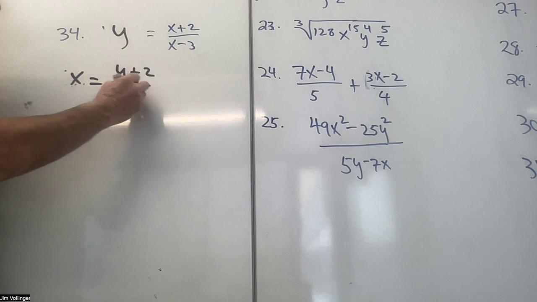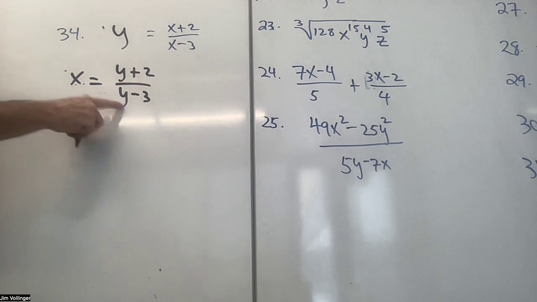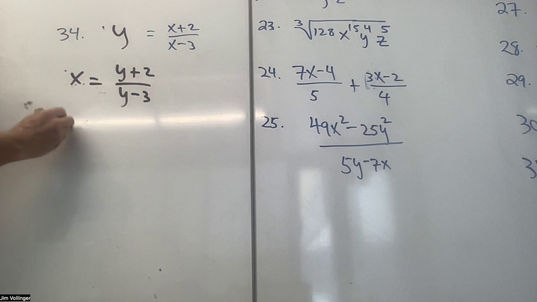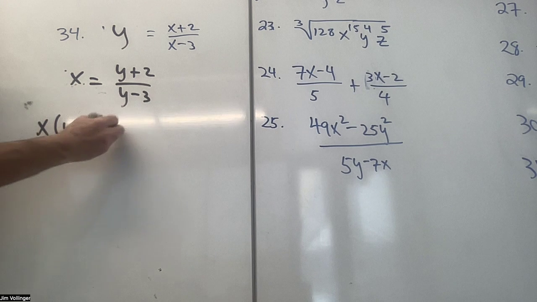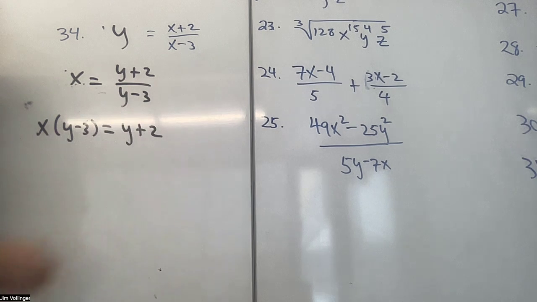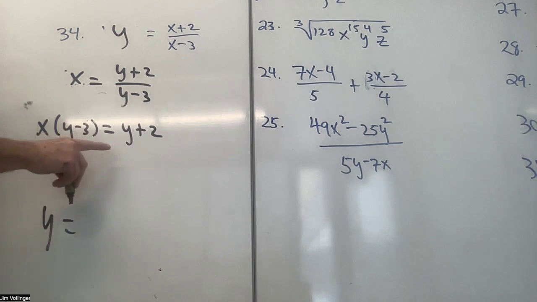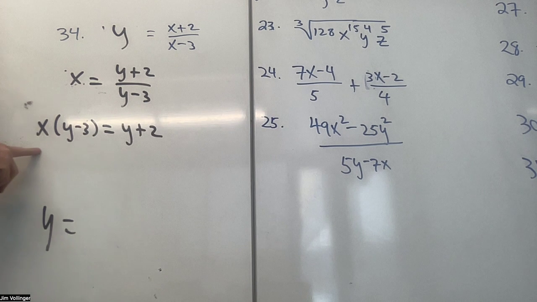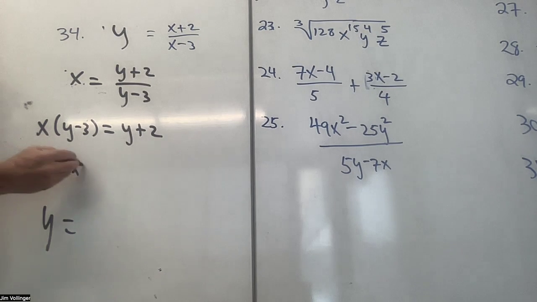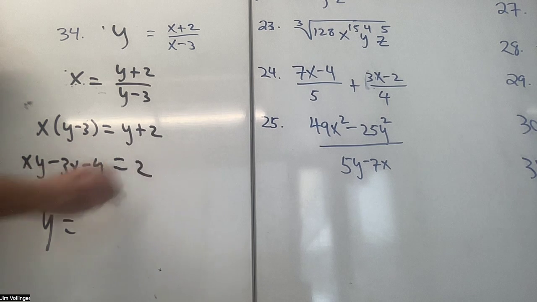Now, we've got to get our y's together. The only way I know how to do that is to move this over and make it multiplication, because we've got to get y equals a lone statement. We're after y equals here. So now what am I going to do? I'm going to multiply this out: x times y minus 3x. And I'm going to bring the y to the other side and make it minus y equals 2.